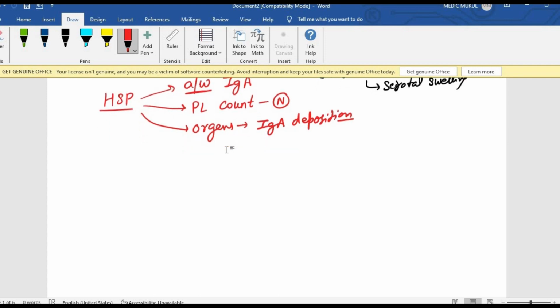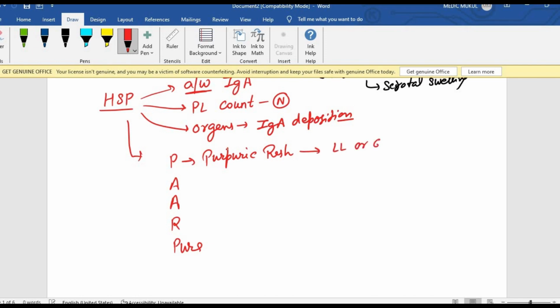HSP is most probably seen in children, but adults also can be affected. Kawasaki is only seen in children. Then to remember HSP, we have the mnemonic PARPURA for palpable purpura. What is P? P is for the purpuric rash, and this purpuric rash is usually in the lower limbs or mainly in the gluteal part. Then A is for abdominal.